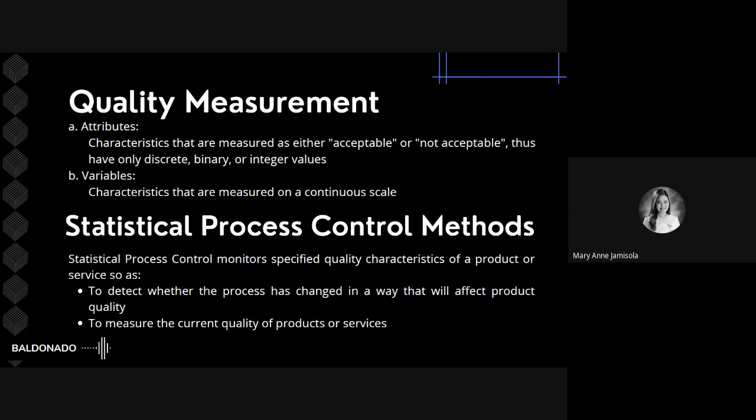Variables, on the other hand, are characteristics that are measured on a continuous scale. So it's not a black and white scenario, unlike for attributes, wherein it's like black and white. If it's not black, then it's white, and vice versa. So it's either acceptable or not acceptable. So it's binary. On the other hand, variables are measured on a continuous scale. So we have here statistical process control methods.